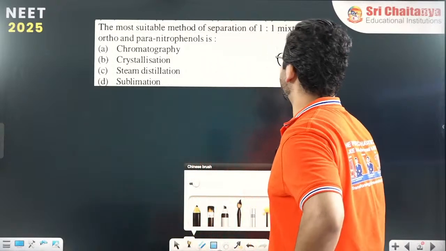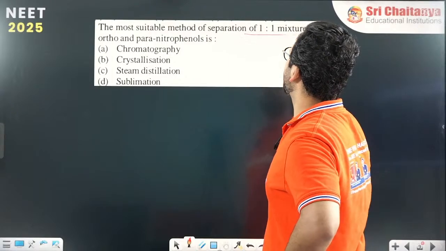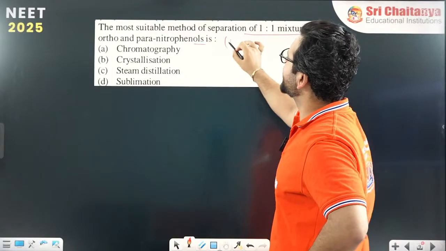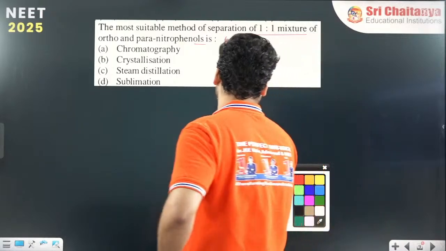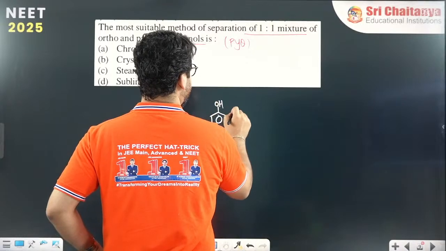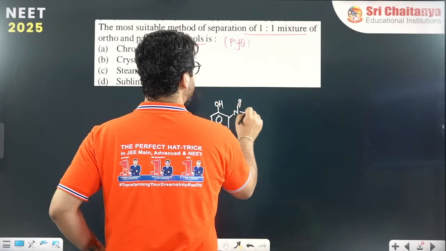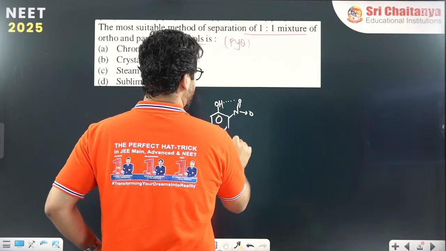The most suitable method for separation of a 1:1 mixture of ortho- and para-nitrophenol. Very important, it's a PYQ as well. Beta, you should remember that ortho-nitrophenol is steam volatile because of intramolecular hydrogen bonding. One of the important questions, it is steam volatile.